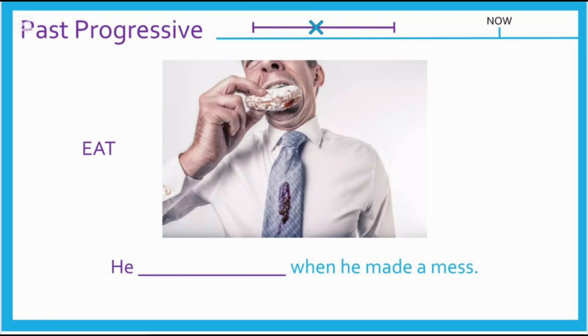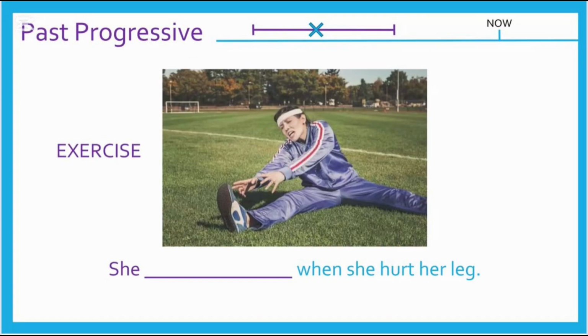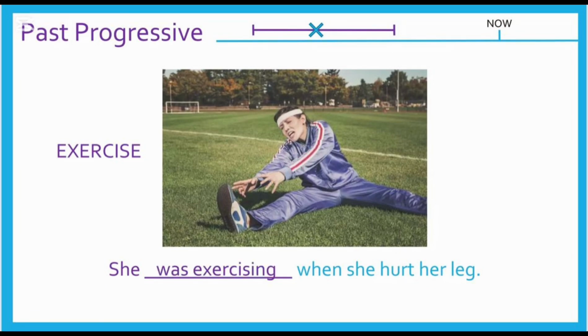Look at the picture and try to put the correct verb. Yes, he was eating when he made a mess. Now look at this picture, read the sentence, and try to write the verb in its correct form in the past progressive tense. Take your time. Yes, it is. She was exercising when she hurt her leg.